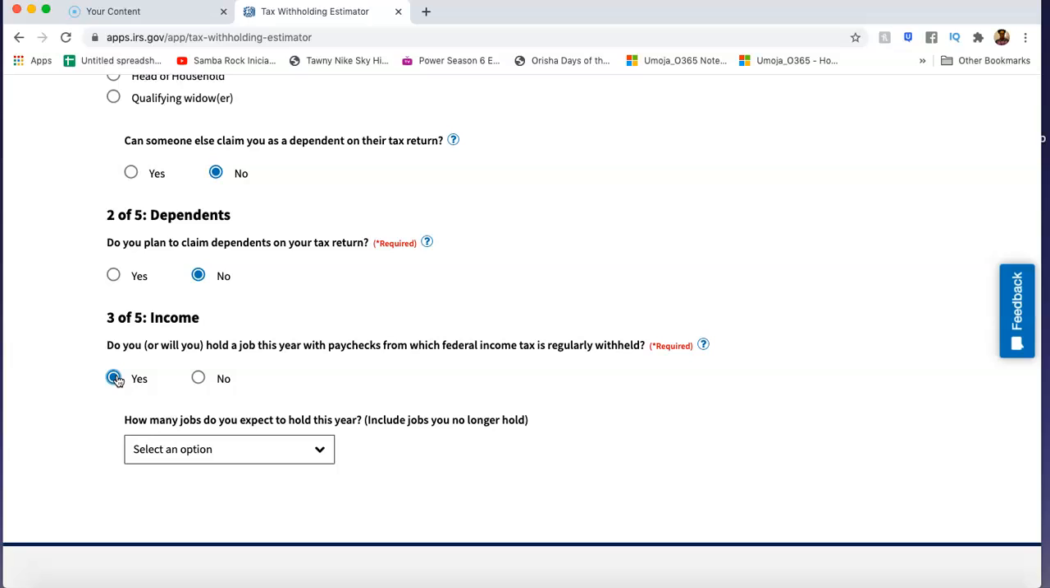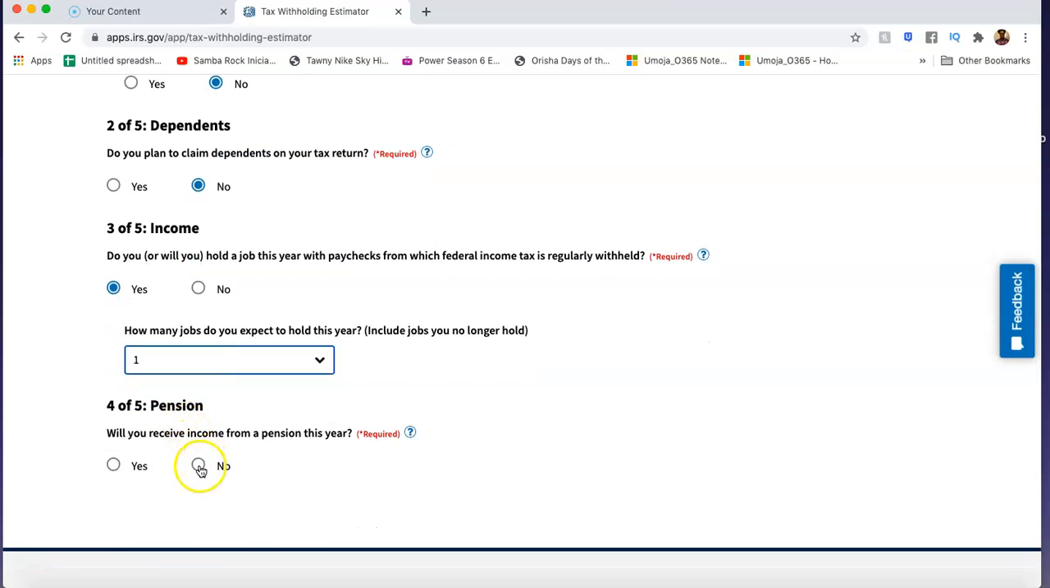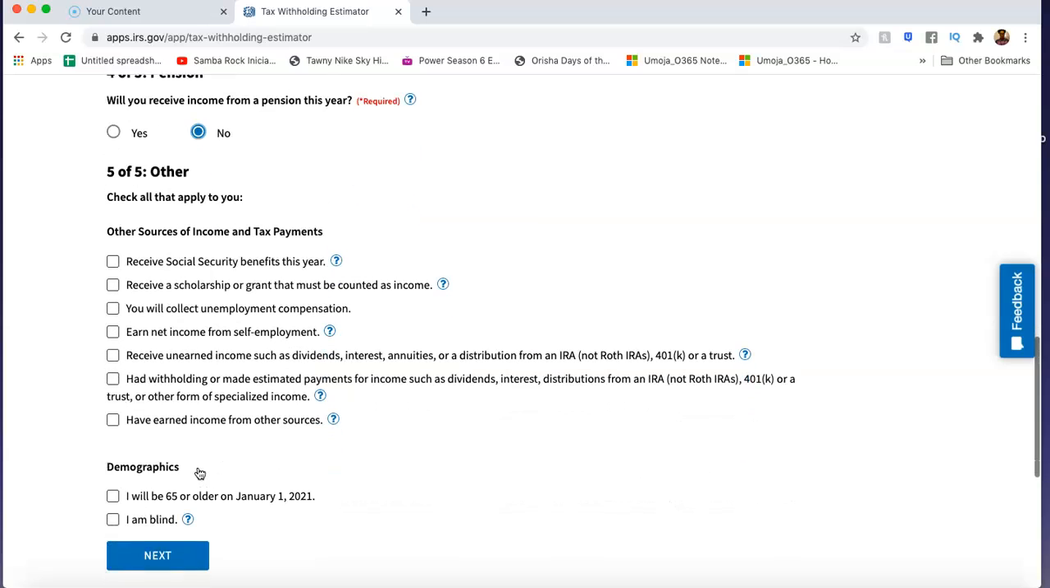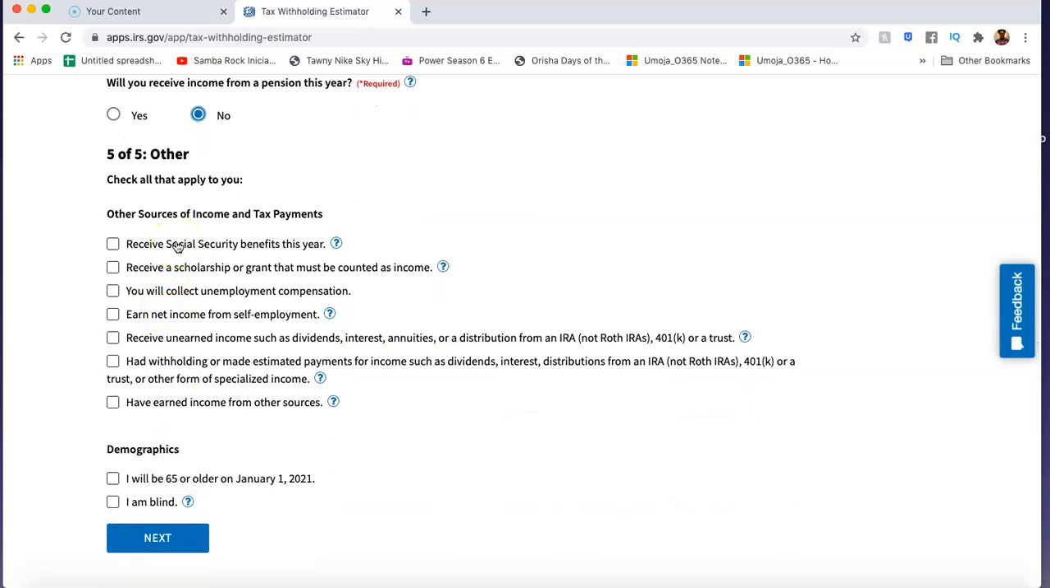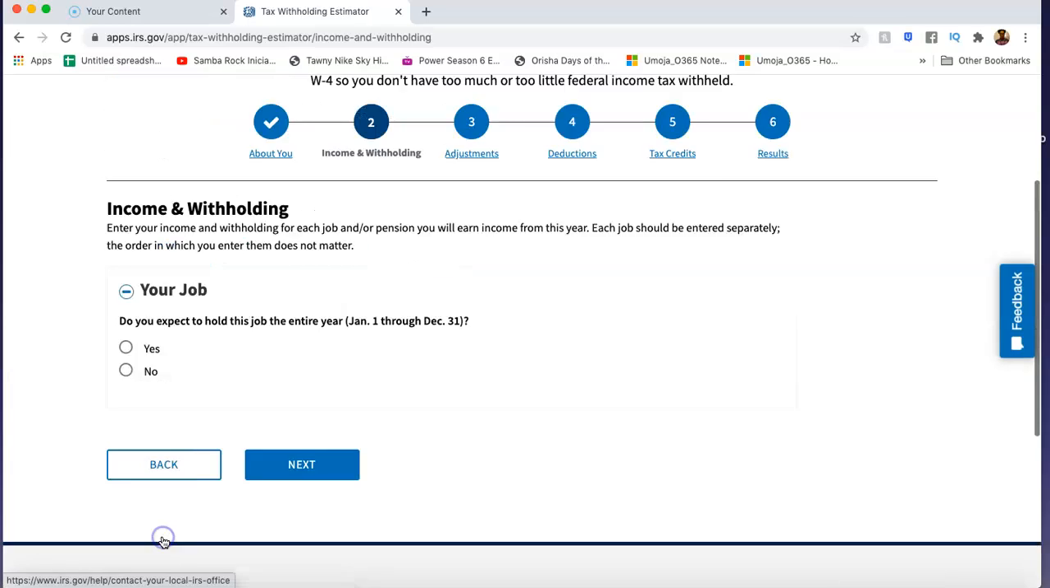Now, this is strictly for the federal taxes, not for state or any other taxes. When we're dealing with taxes, a lot of taxes we have no control over, like sales tax and property tax. But income tax, you have full reign to control that. How many jobs do you expect to hold this year? We're going to put 1. Pension, no. These others don't apply to her right now, and she's not 65 and not blind, so we're going to skip that and go to next.